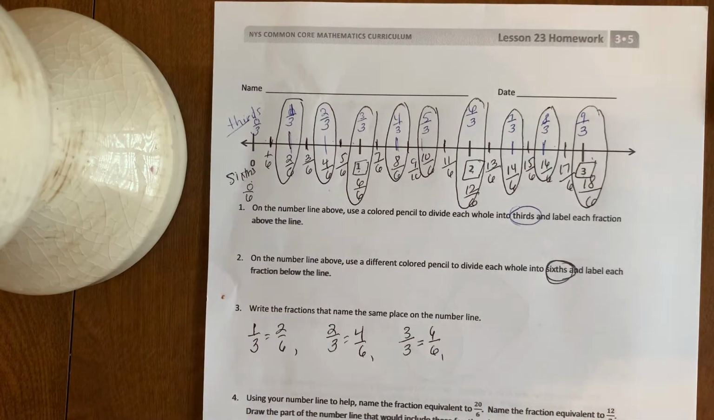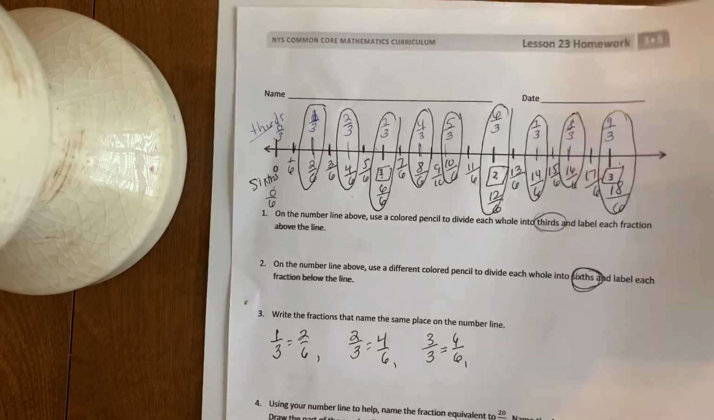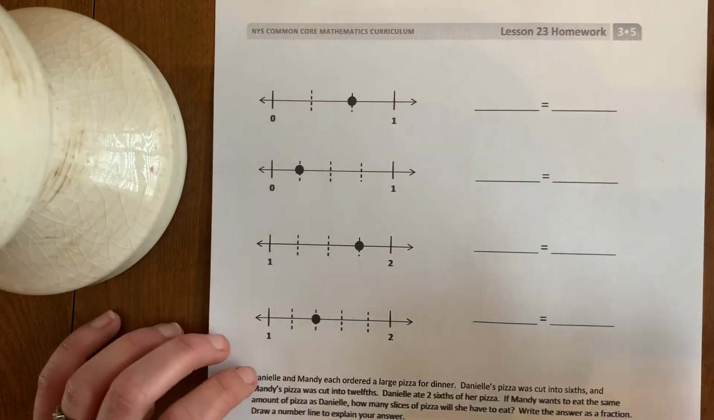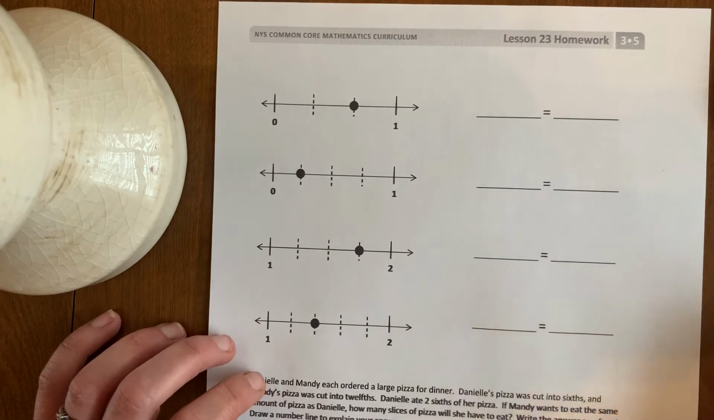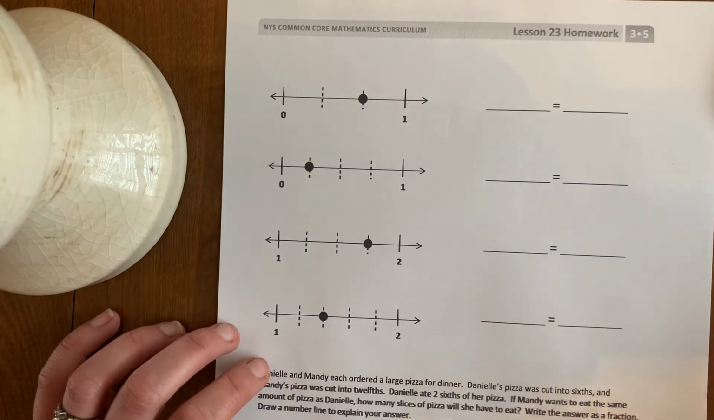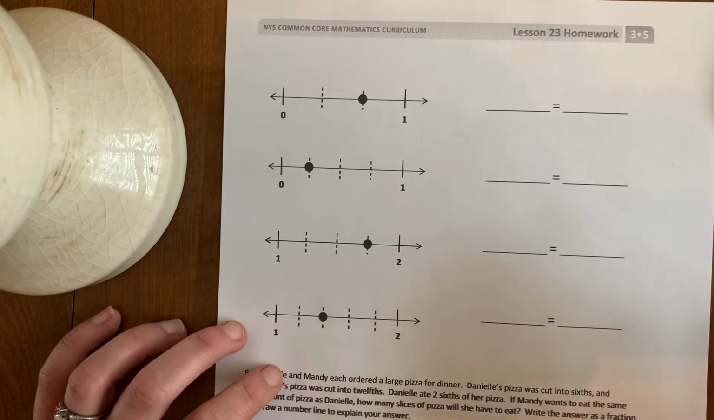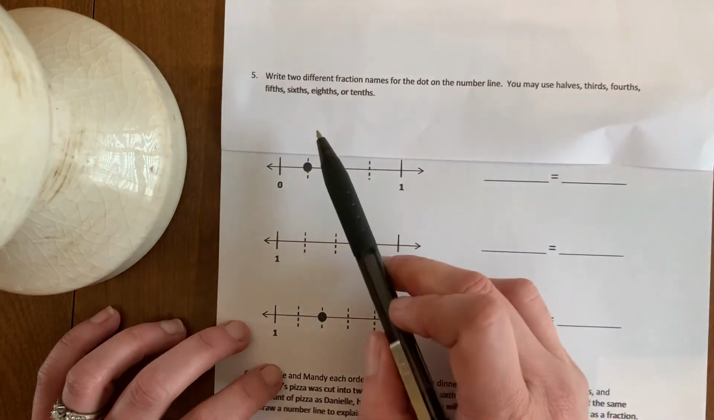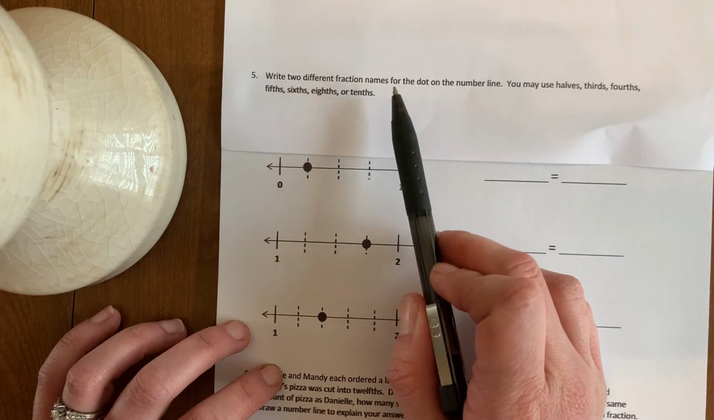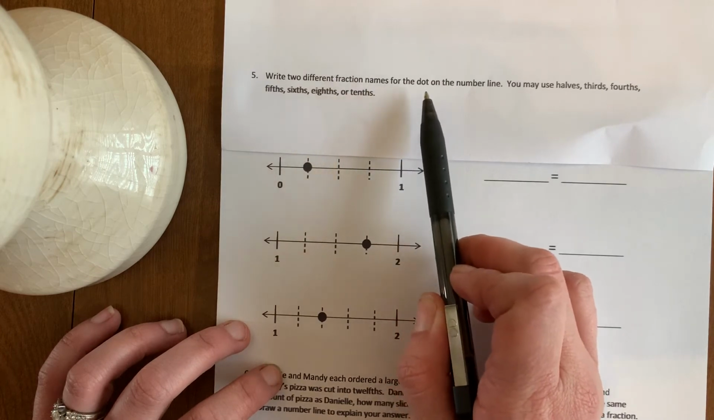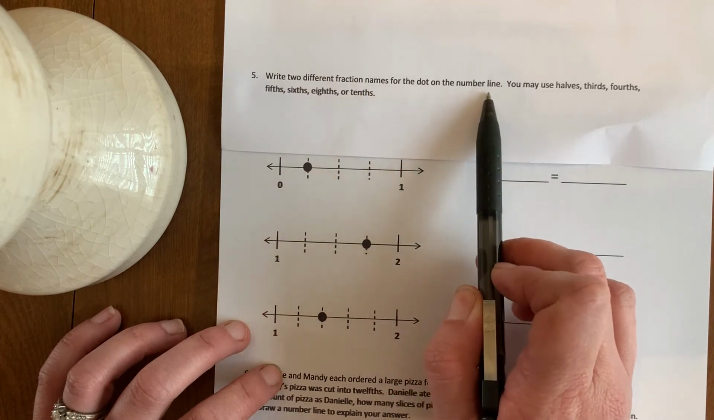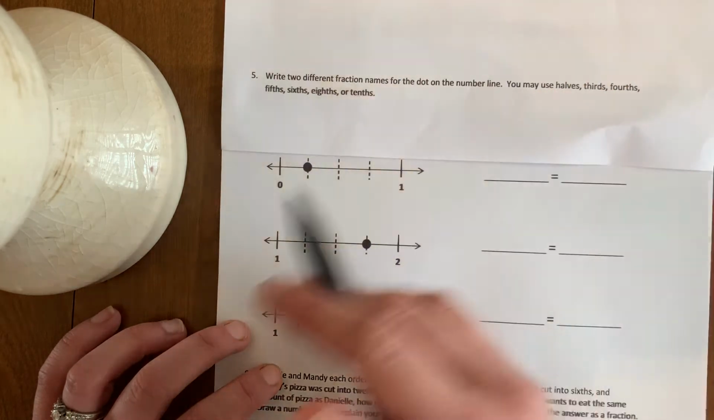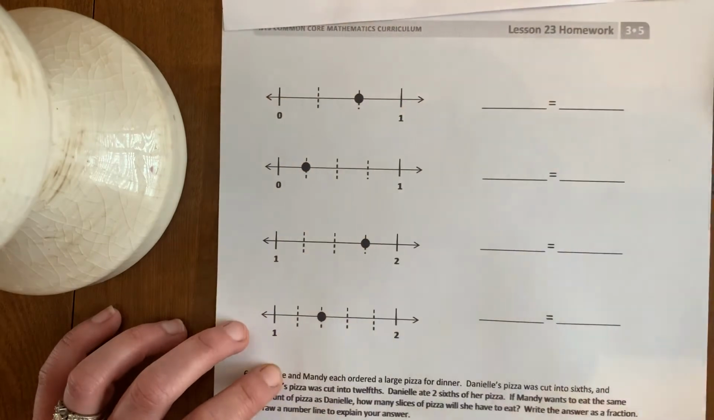Another question I'm going to look at is just an example of what you are expected to do here, okay? What you're going to do is you're going to write 2 different fractions. It's on the other page, I don't know why. You're going to write 2 different fraction names for the dot on the number line, okay? You may use halves, thirds, fourths, fifths, sixths, eighths, or tenths.